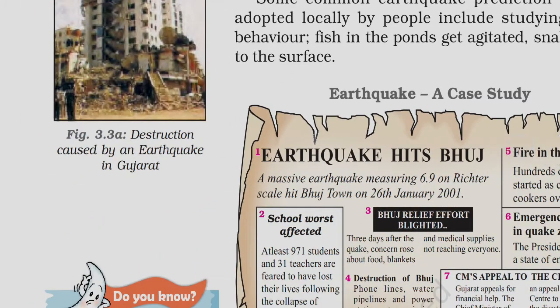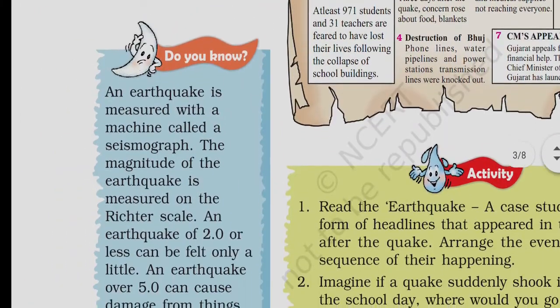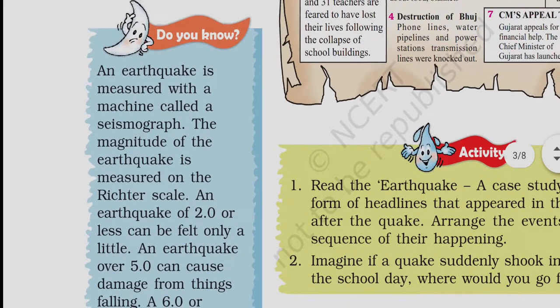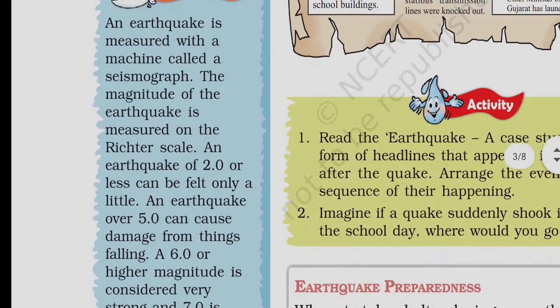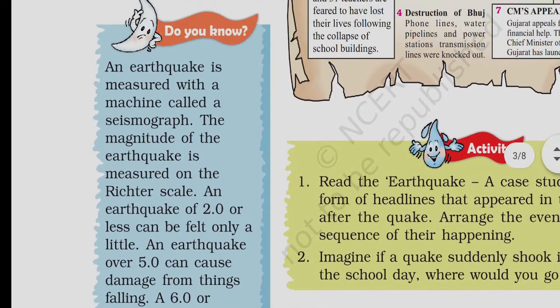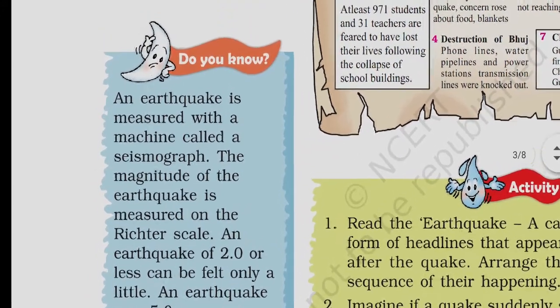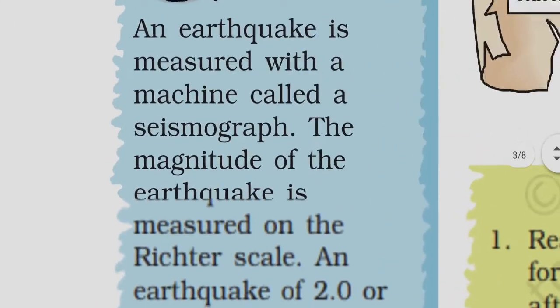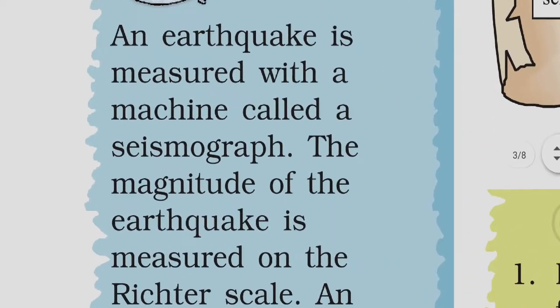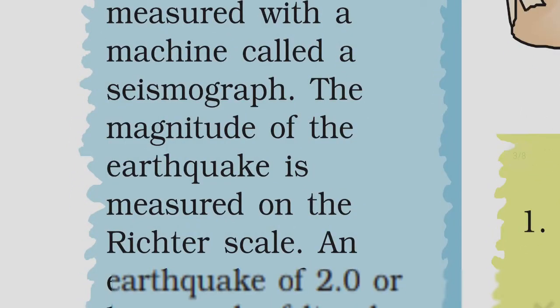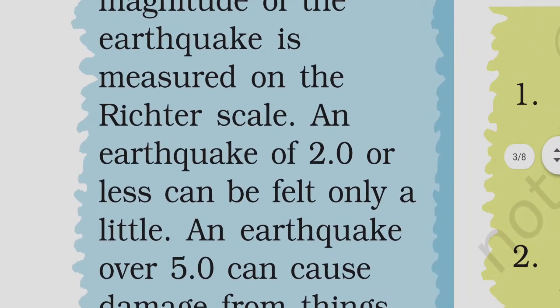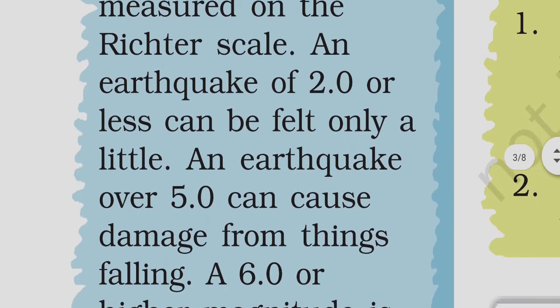Okay, is it clear? So let's see there is a blue box on the right side. The earthquake is measured with a machine called a seismograph. It's a very important concept, please focus here. The earthquake is measured with a seismograph, and the magnitude of the earthquake is measured on the Richter scale. An earthquake of 2.0 or less can be felt only slightly.